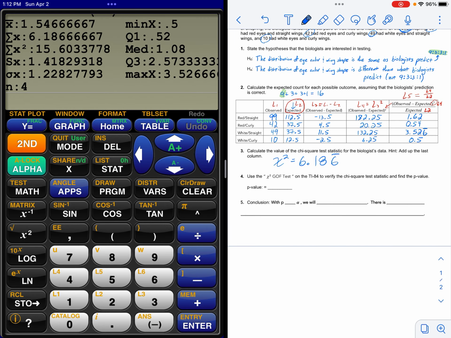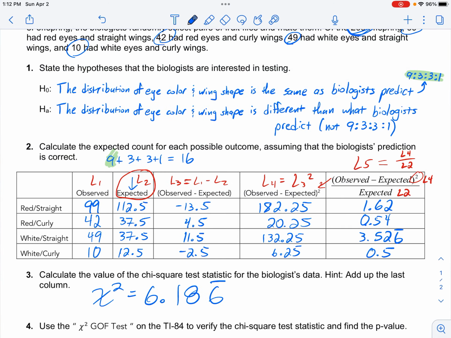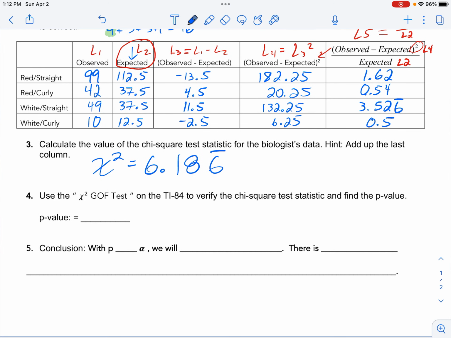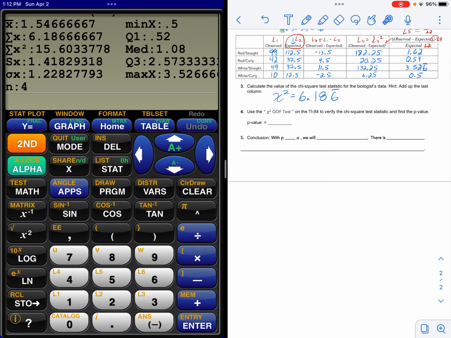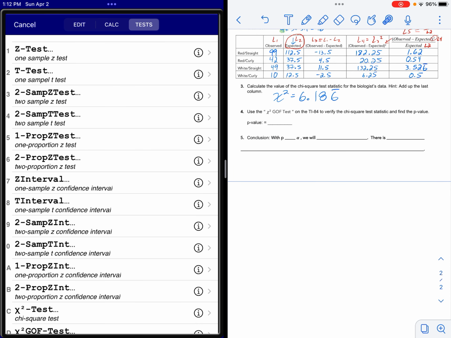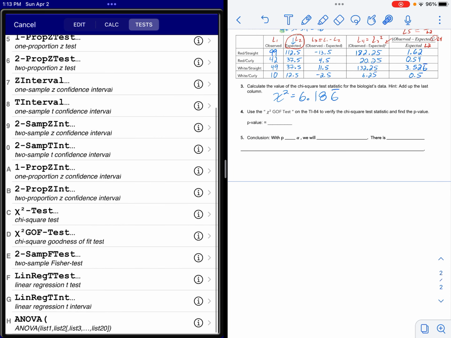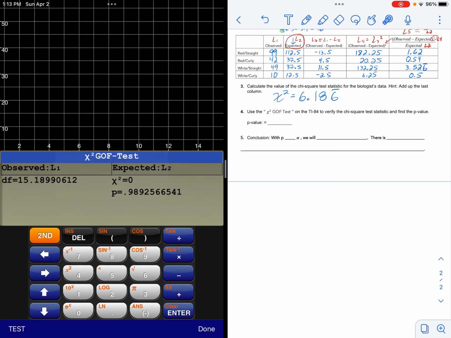Okay, there you have it. Now you can also do this. Number 4 says do this on the TI-84. There's a button that does this. Okay, I just put my calculator away. What was I thinking? So if you go to your test menu, where we've been for months and months now, it's down here on the bottom. It's letter D, chi-squared GOF test, chi-squared goodness of fit test. You click on that.